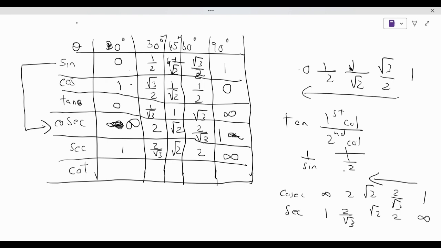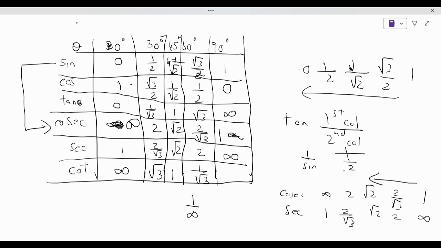So 1 by tan is cot, so 1 by 0 is infinity, and this will become 1 by root 3 will become root 3, 1, 1 by root 3, 1 by infinity.